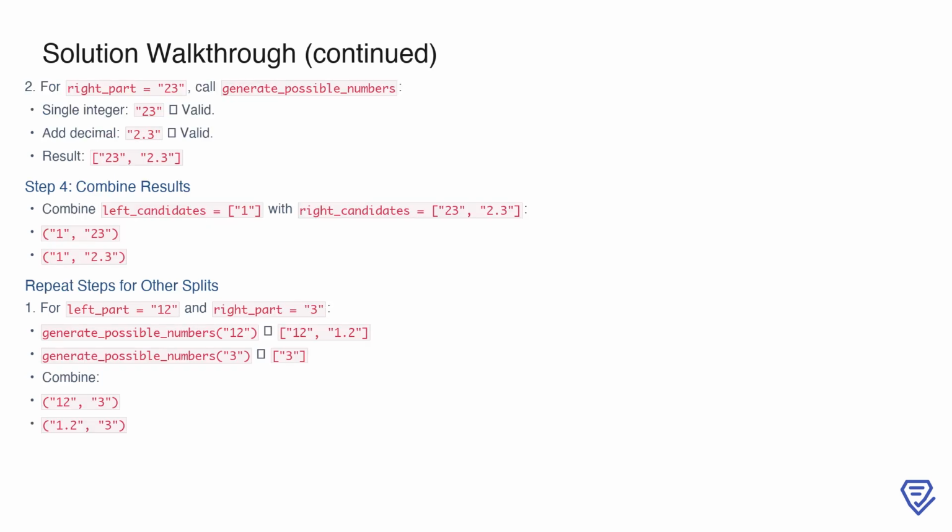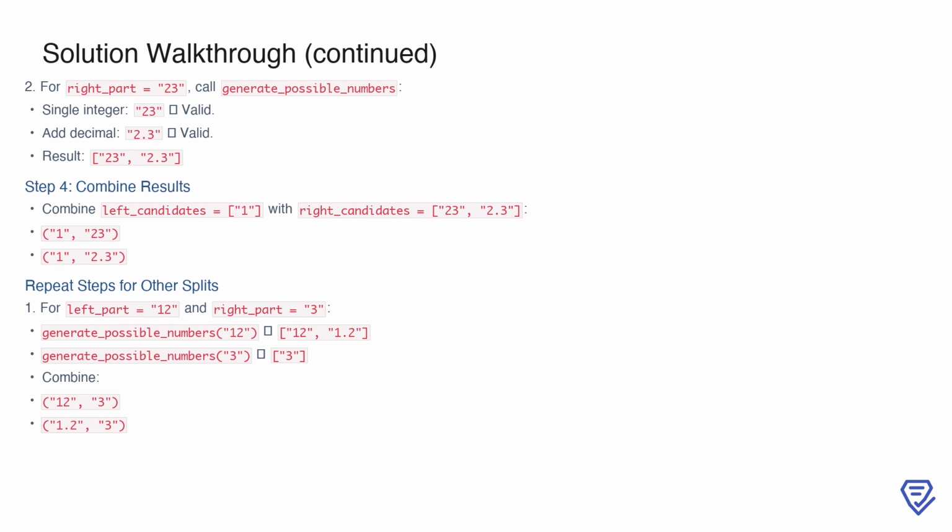Now, for the right part 23, we also generate possible valid numbers. As a whole number, 23 is valid. Additionally, we can insert a decimal point to get 2.3, which is also valid. Therefore, the possible numbers for 23 are 23 and 2.3. With the left part producing 1 and the right part producing 23 and 2.3, we can now combine these results to create coordinate pairs. This gives us (1, 23) and (1, 2.3).